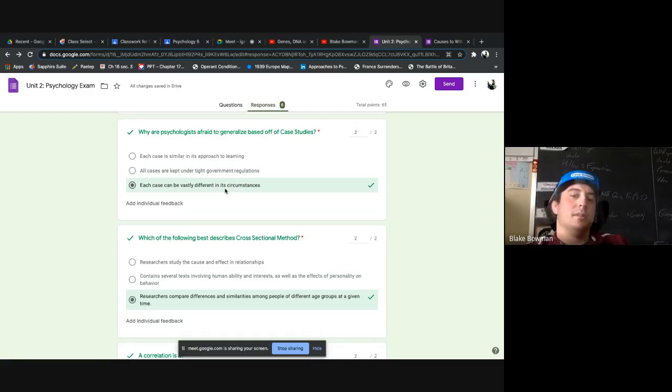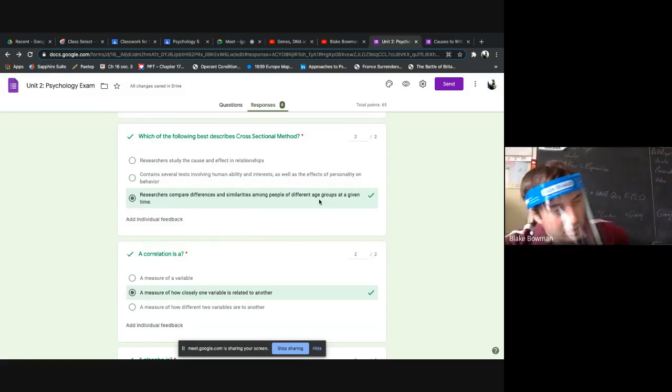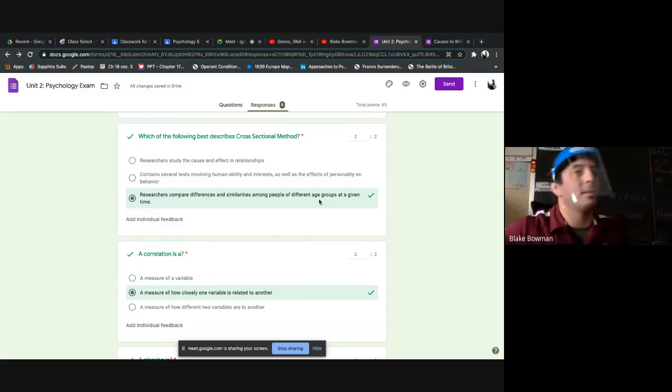Which of the following best describes cross-sectional method? Researchers compare differences and similarities among people of different age groups at a given time. So we know longitudinal studies are time expensive. It takes a long period of time to gather that information. Okay, but with a cross-sectional, we can gather that data pretty quick by just observing different subjects, different groups of people at a given time, and it eliminates that time expense. But you're probably not gathering that information of, let's say, development of someone over time.